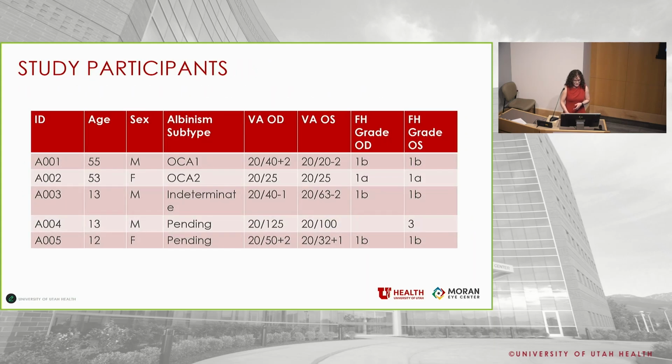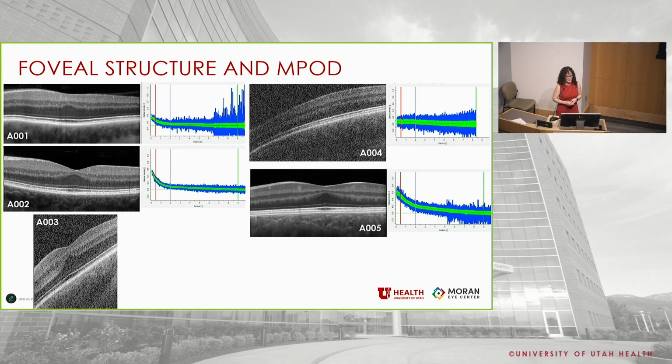So far, we have enrolled 5 patients with albinism, and these are just some characteristics of these patients here. We have 2 adults and 3 kids. We're also doing genetic testing on all of these patients just to help us make sure we have the right diagnosis and to characterize that contribution as well. And most of these patients, as you'll see here, have more mild foveal hypoplasia. And that's also demonstrated in their OCTs.